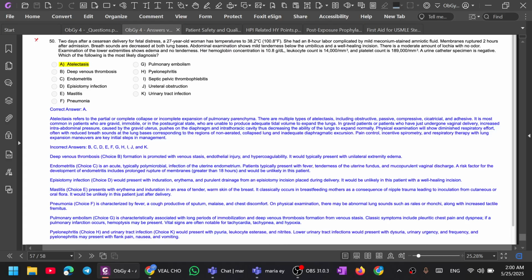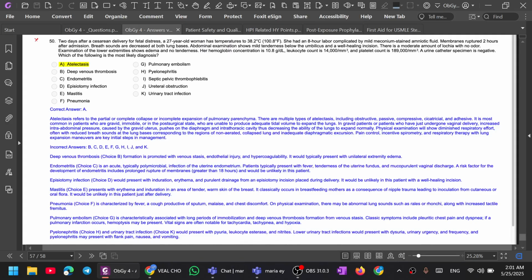Let's just look at this question. Endometritis first. Endometritis is an acute typical polymicrobial infection of the uterine endometrium. Yeah, because they said that the uterus is tender or something. Patients typically present with fever, tenderness of the uterine fundus, mucopurulent discharge. Okay, she doesn't have that.